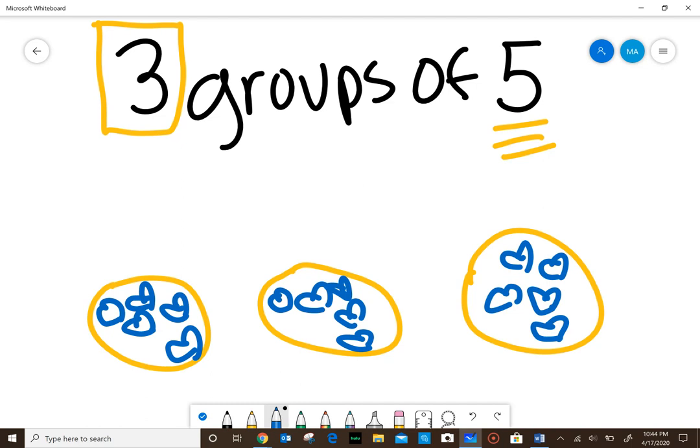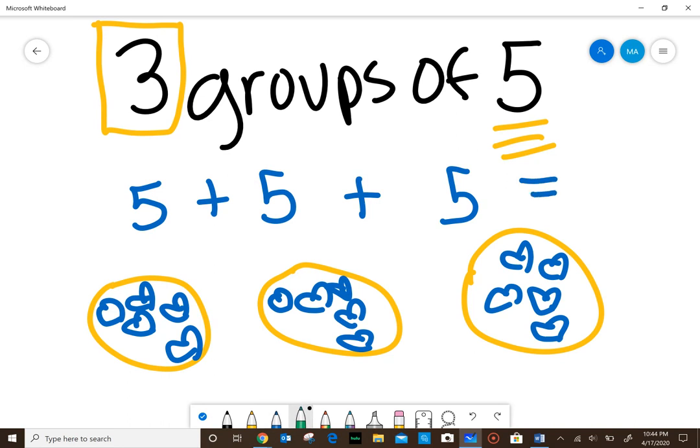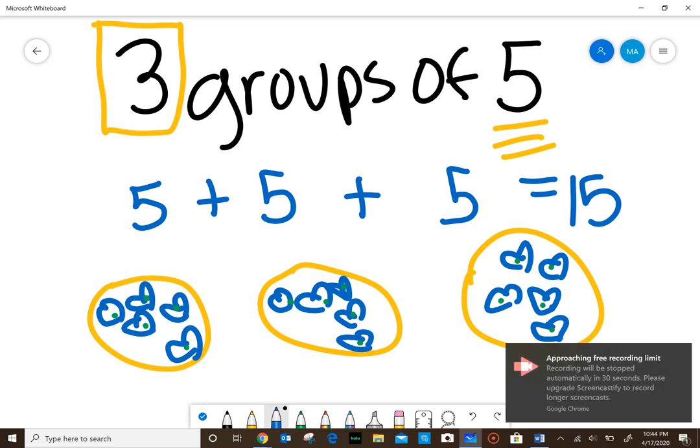So how many hearts do we have all together? We have 5 hearts in the first group, plus 5 hearts in the second group, plus 5 hearts in the third group gives us how many? We can count them all. We can say we have 1, 2, 3, 4, 5, 6, 7, 8, 9, 10, 11, 12, 13, 14, 15. So we have 15 hearts altogether, or you could have also just counted by 5s. You could have said 5, 10, 15.